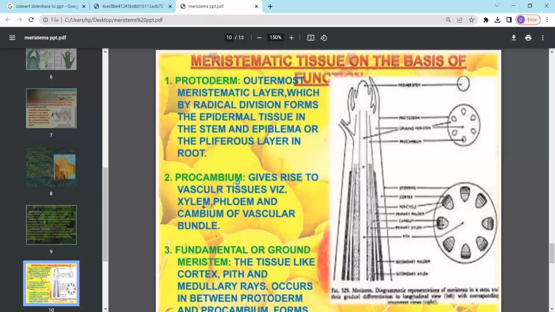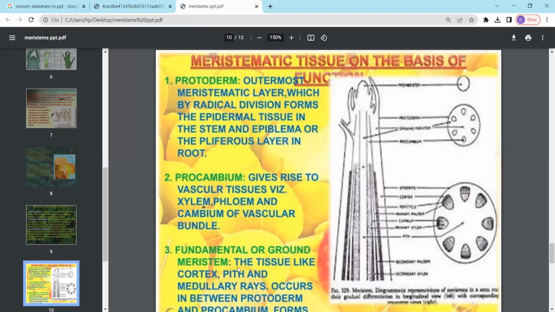So next one is the procambium. Procambium gives rise to the vascular tissues, that is xylem and phloem, and cambium of vascular bundles. So from the protoderm, epidermis is formed, and from the procambium, vascular tissues are formed. And then the fundamental or ground meristem.